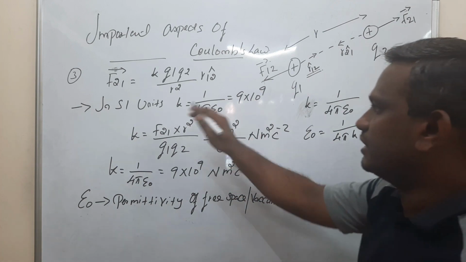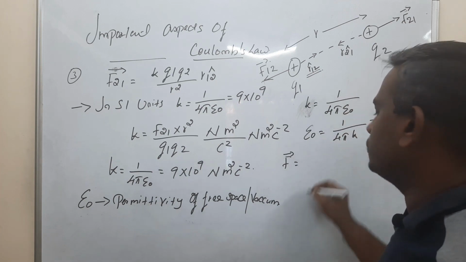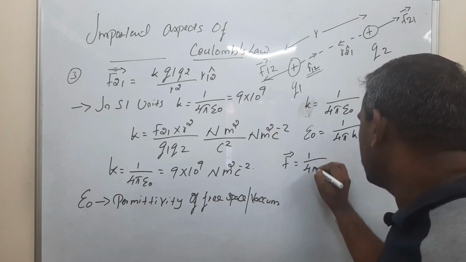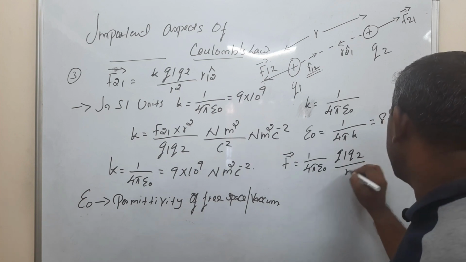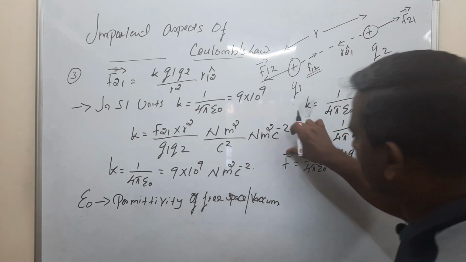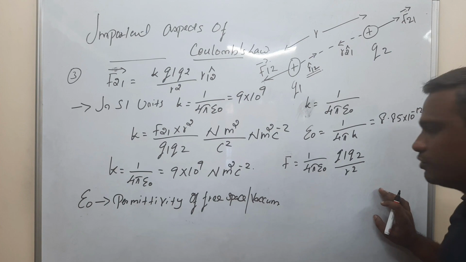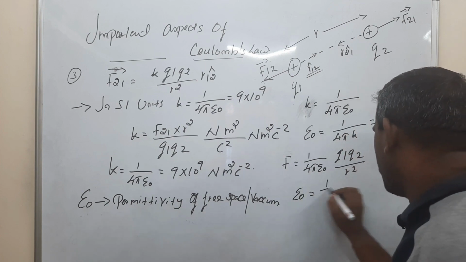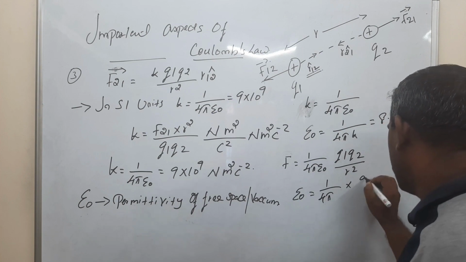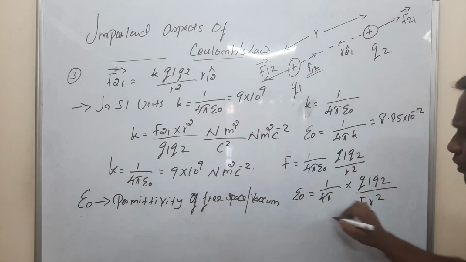So from this expression we can write that is f, I am writing that is f vector. Okay, f vector is equal to 1 by 4 pi epsilon 0 q1 q2 by r square. Okay, r square. So just magnitude மட்டும் எழுதணும். சரியா, vector equation கிடையாது, magnitude மட்டும். f is equal to 1 by 4 pi epsilon 0 q1 q2 by r square. So from this epsilon 0 is equal to 1 by 4 pi into q1 q2 by f r square. So this 1 by 4 pi is a constant.